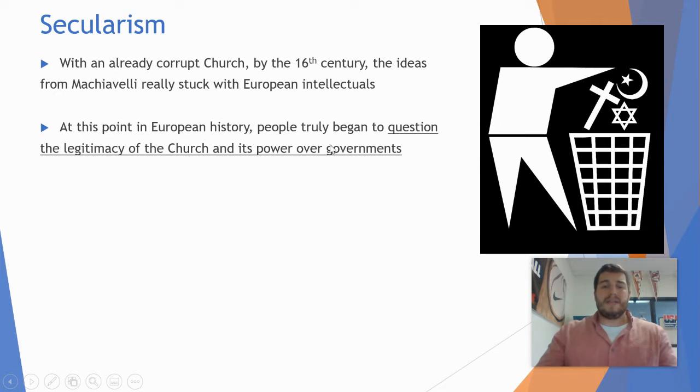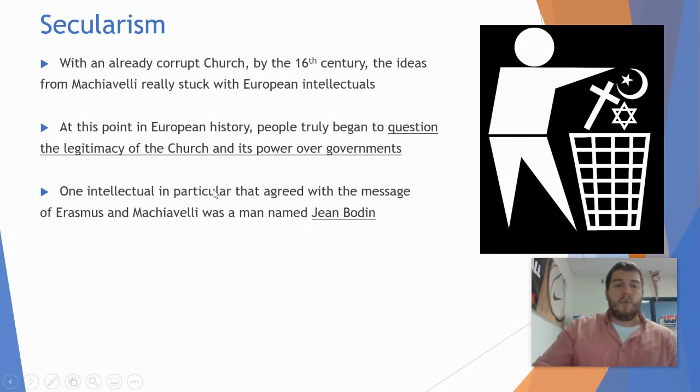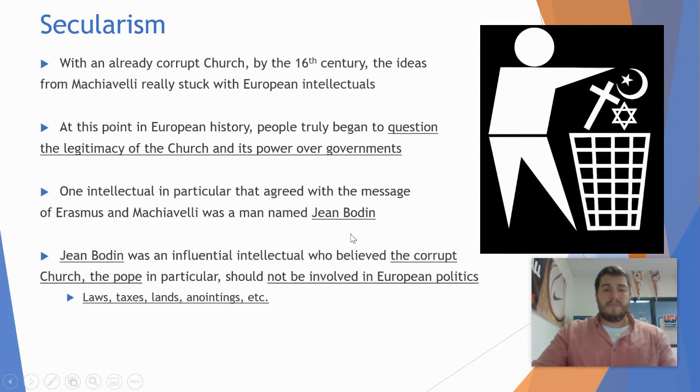So at this point in European history, people began to question the legitimacy of the church and its power over governments. Remember that skepticism vocab word we talked about in the last lecture, what it means to question what you thought you knew? One particular thinker that agreed with the message of Erasmus, who we'll talk about in a little bit, and Machiavelli, was a man named Jean Bodin. So he is from Italy still. So we're still focused on Italy.